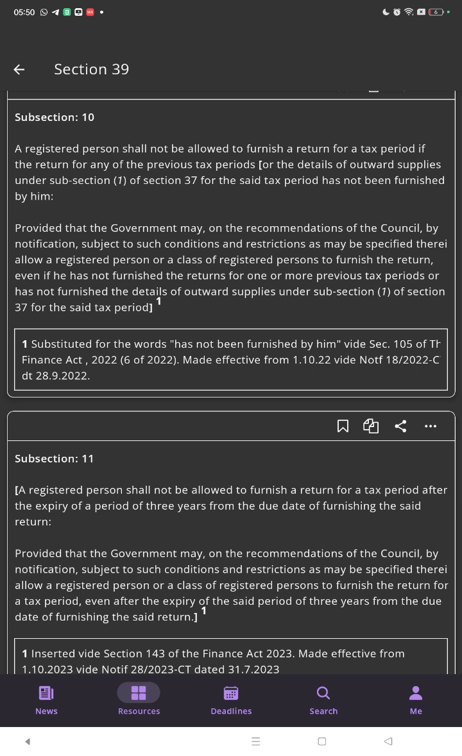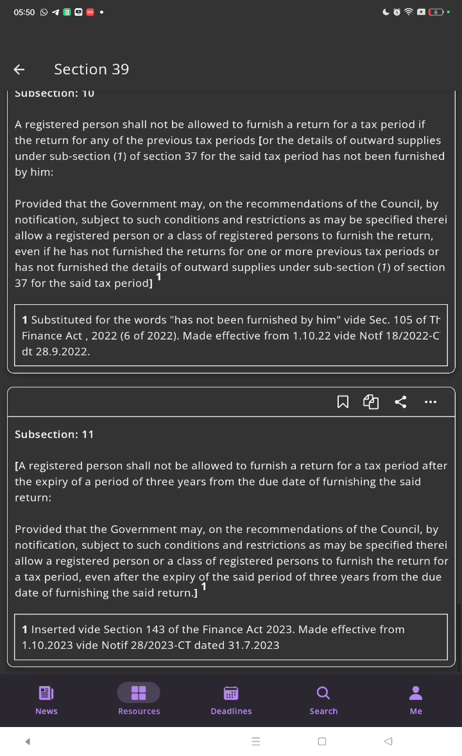He has not furnished the returns for one or more of the previous periods, or has not furnished the details of the outward supplies under subsection 1 of section 37 for the said tax period. Under this subsection, a registered person shall not be allowed to furnish a return for the tax period after the expiry of the period of 3 years from the due date of furnishing the said returns.